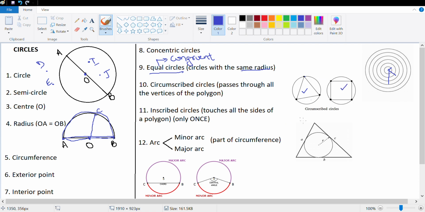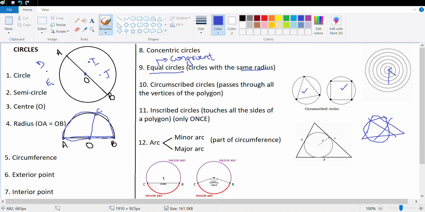Inscribed circle is a circle which touches all the sides of a polygon. In this case, this is a circle inscribed in a triangle. I repeat, it should touch all sides only once. This is not an inscribed circle because this is touching sides more than once.